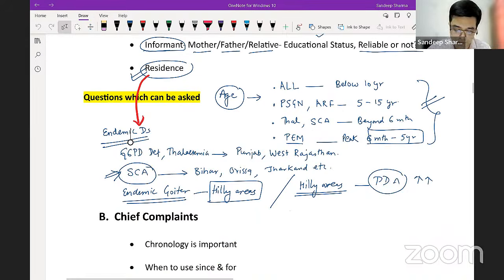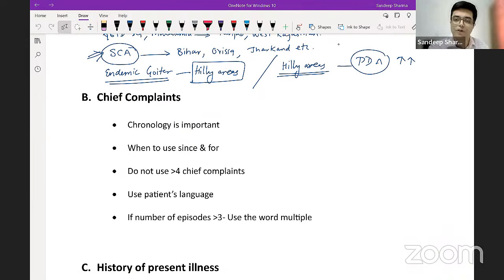Then you will move to the chief complaint. The child has been admitted to the hospital or has presented to hospital with complaints. What are the chief complaints the child has presented with? The child has presented with chief complaints of 1, 2, 3, 4, whatever complaints you will say.